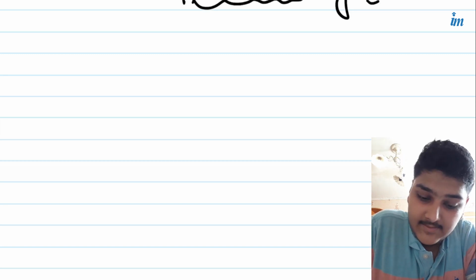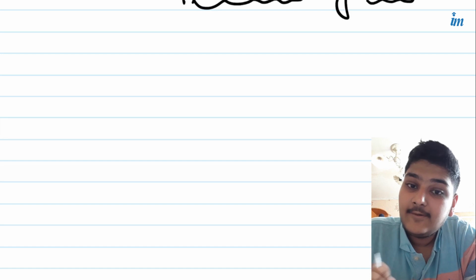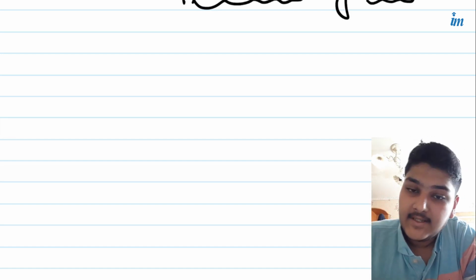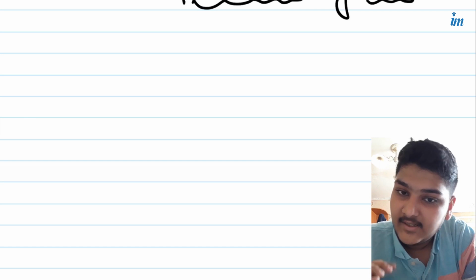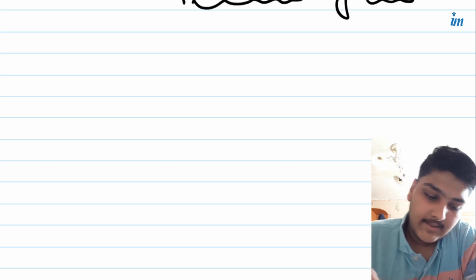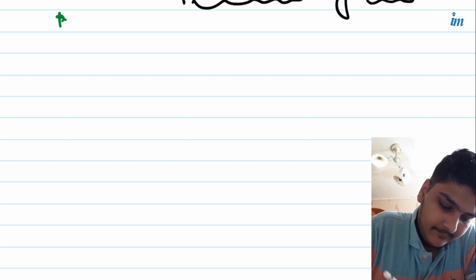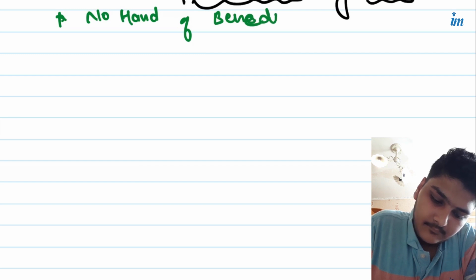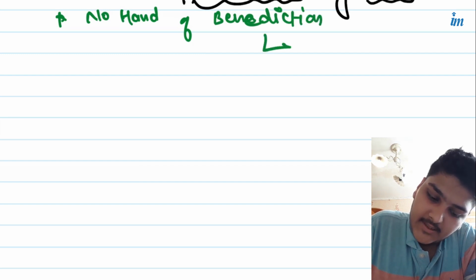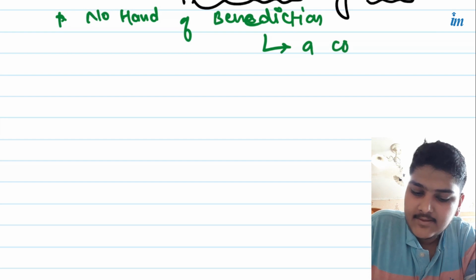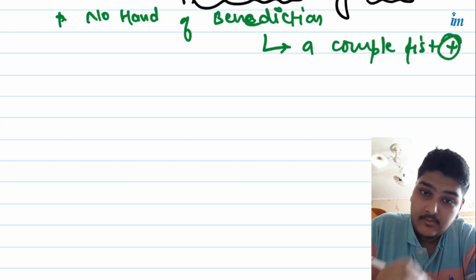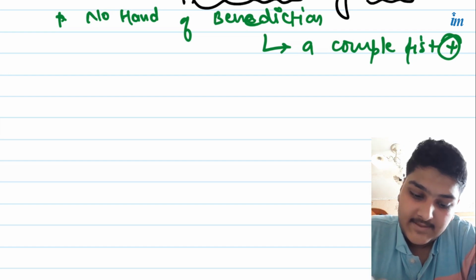Now what happens in this syndrome is that first of all there will be no hand of benediction. That is, patient can make a complete fist because flexor digitorum superficialis, profundus, and flexor pollicis longus are spared. Therefore there will be no hand of benediction. Patient can make a complete fist. A complete fist is present.